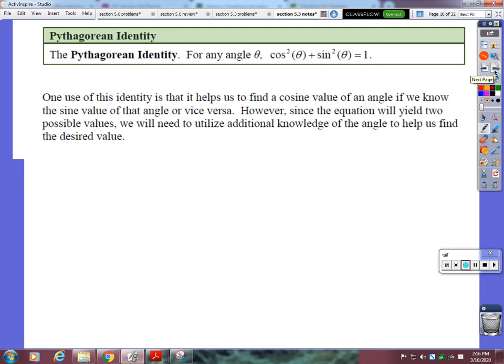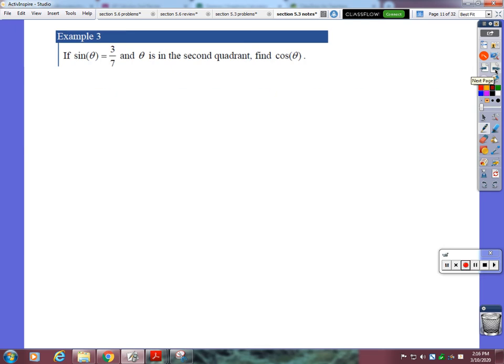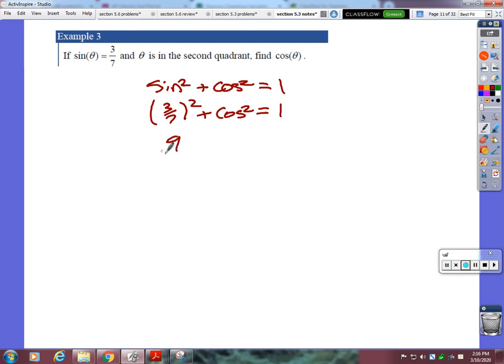Yeah, this is still 5.3. Okay, so now we can do these problems that we just did a little bit more easily. I think you guys kind of figured this out already. But if we know that sine squared plus cosine squared equals 1, if you know that the sine is 3/7, then that means 3/7 squared plus cosine squared is equal to 1. This is what we were just doing, right? So that gives you 9 over 49 plus cosine squared equals 1. So cosine squared equals 40 over 49.